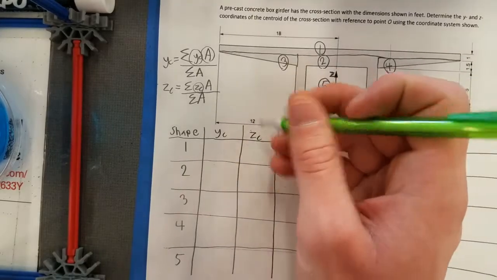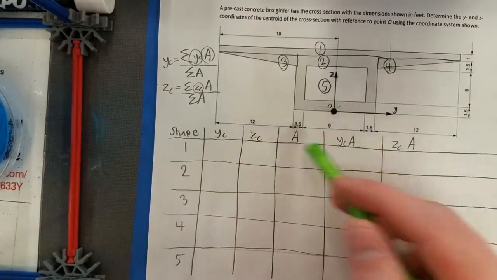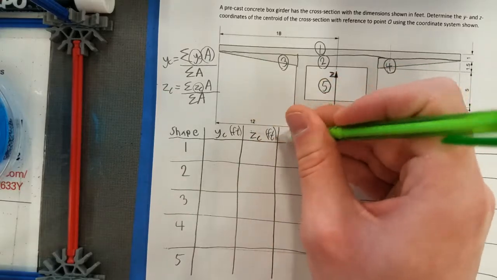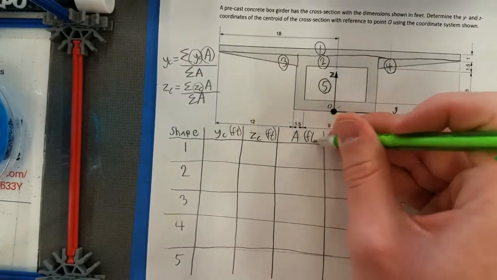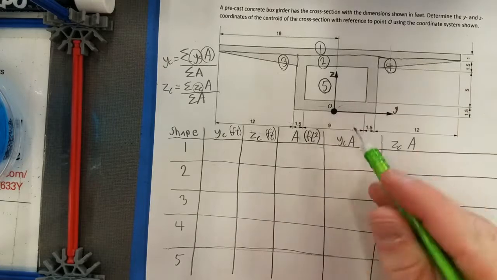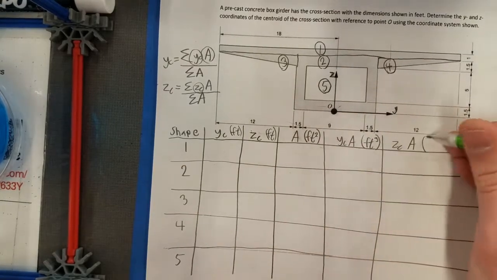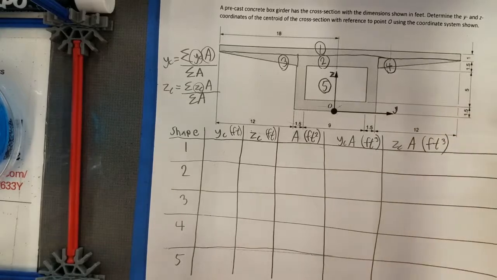It would be kind of helpful if maybe you wrote in the units, because everything here is shown in feet. So you go ahead and just put in feet for the distances here. It'd be feet squared for the area. And then this is a distance times area, so it'd be feet cubed. And same for this.